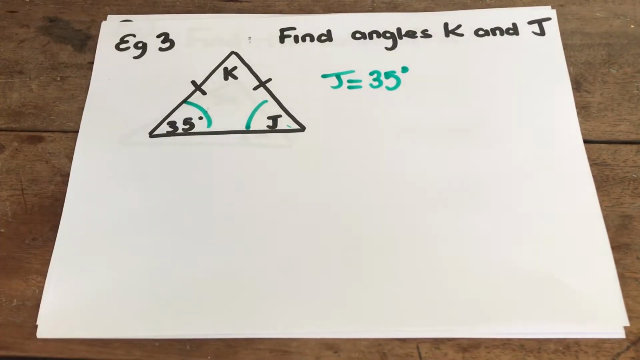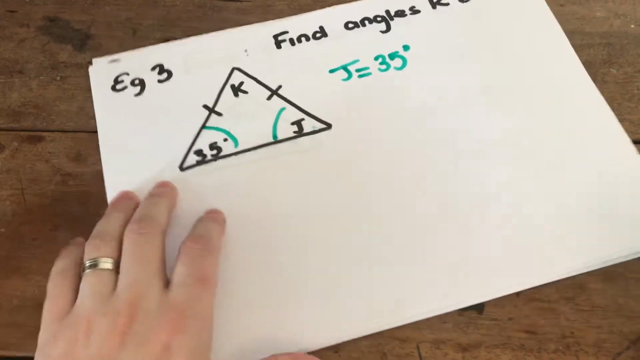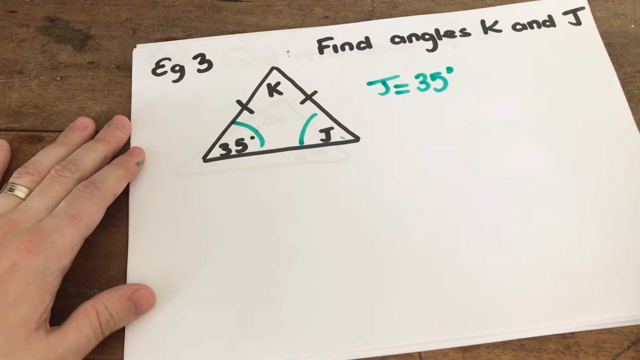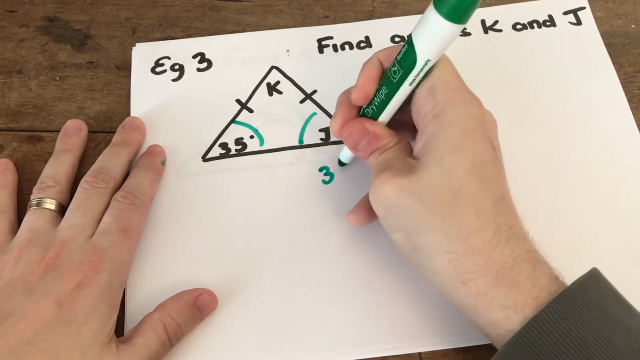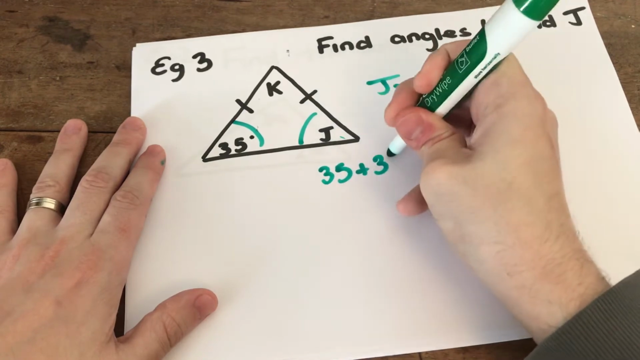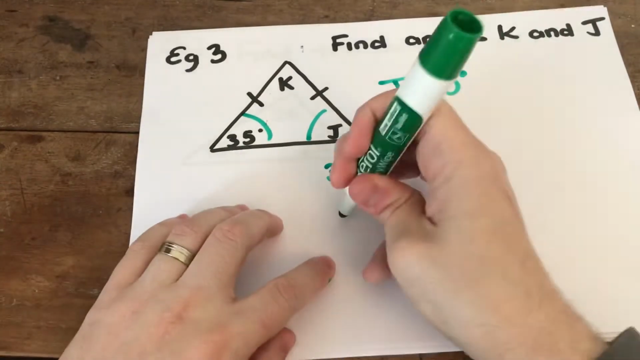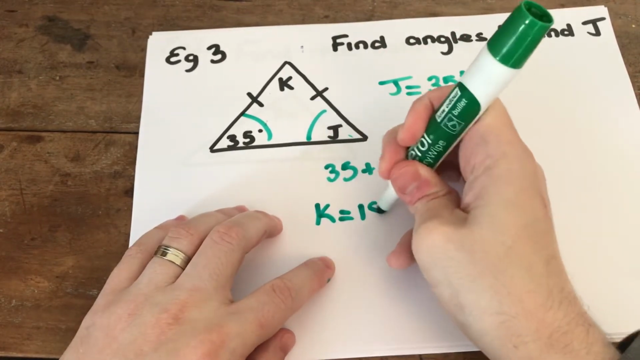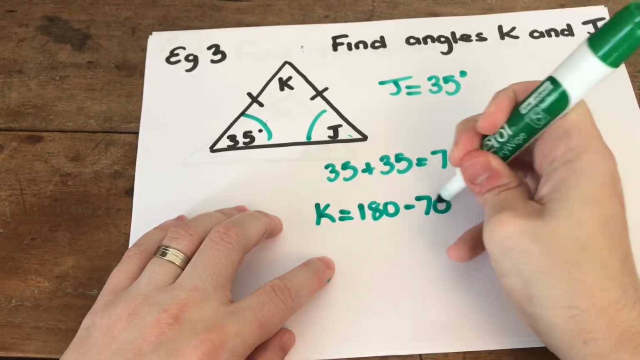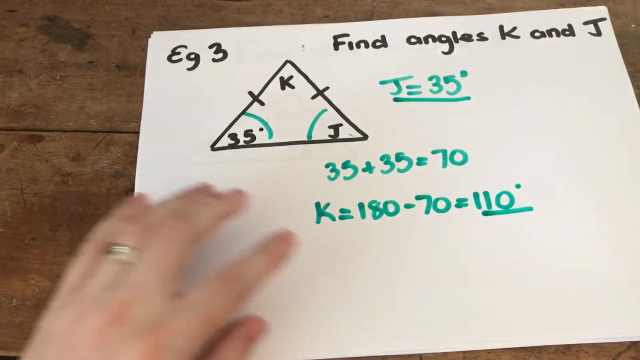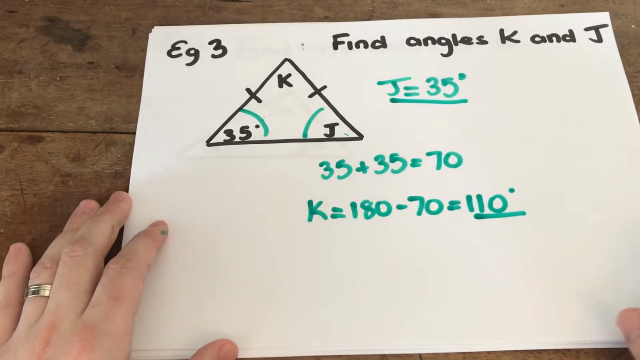We then want to find angle K. So what we do is we use angles in a triangle add up to 180 degrees, which is our fact from our previous Knowledge Organiser. So we do 35 add 35 equals 70. We then say that K is 180 take away 70, and that gives us 110 degrees. And we've worked out angles J and K for this.